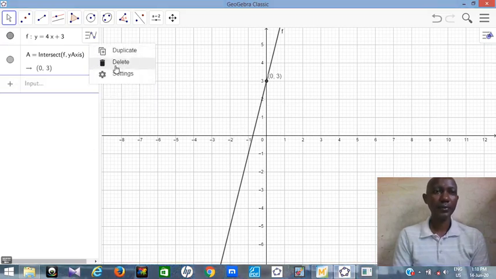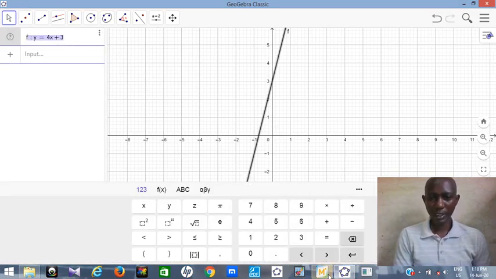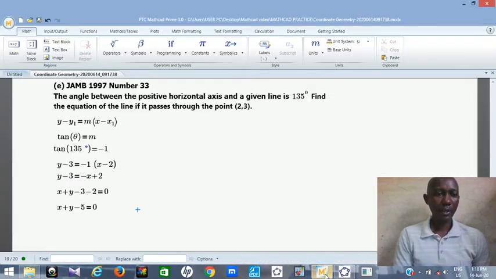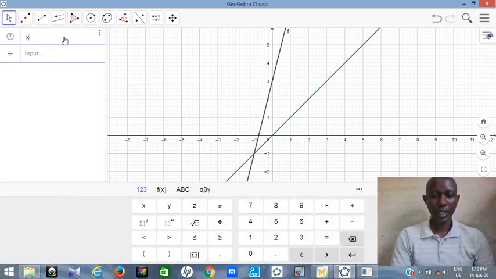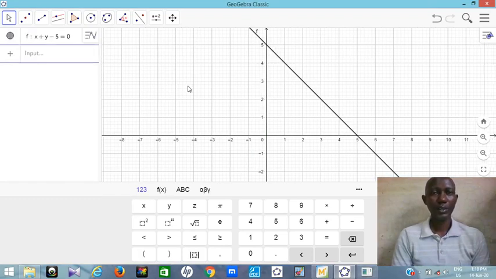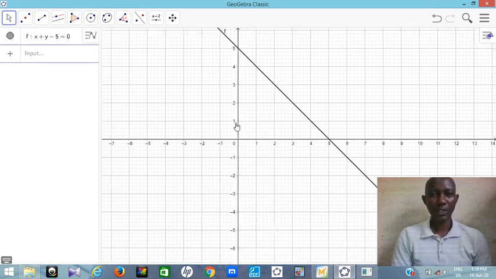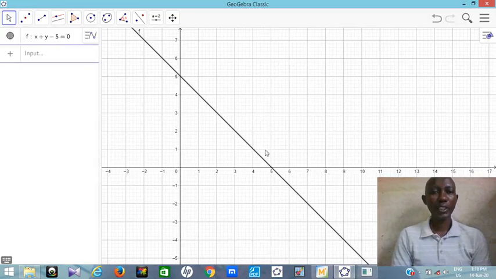Okay, so the answer we got, let me check it again. We got x plus y minus 5 equals 0. So let's edit this one: x plus y minus 5 equals 0. So you can see the line we just got. So this is the line. And remember the positive side is this, is the positive side.